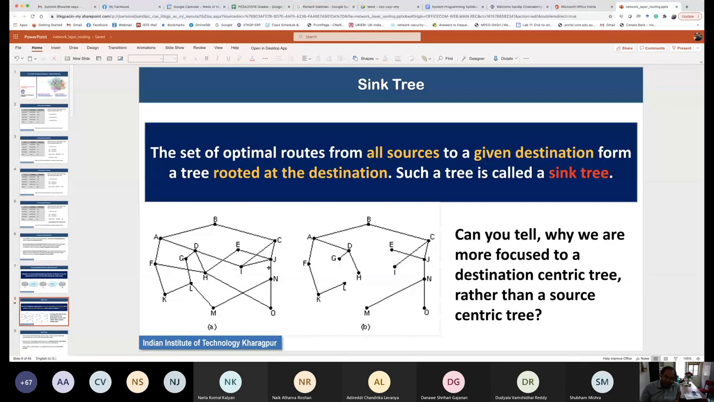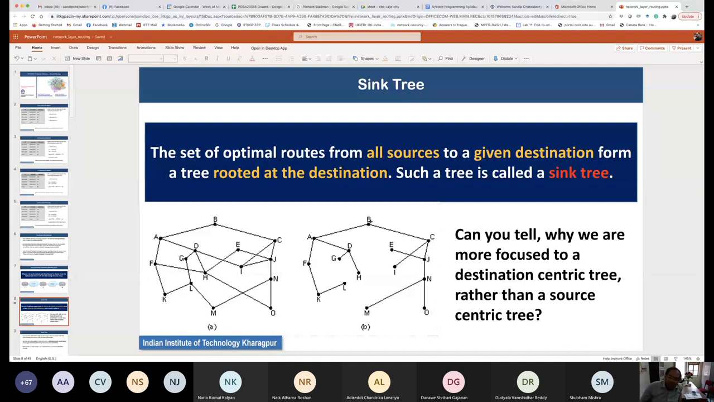Now, what is a sink tree? A sink tree is basically the set of optimal routes from all sources to a given destination. Okay. Now, if I construct the optimal route from all the sources to a given destination, they form a tree kind of architecture rooted at the destination. So, such a tree is called a sink tree. Right? Because all the packets are reaching that particular node. So here, for example, this.